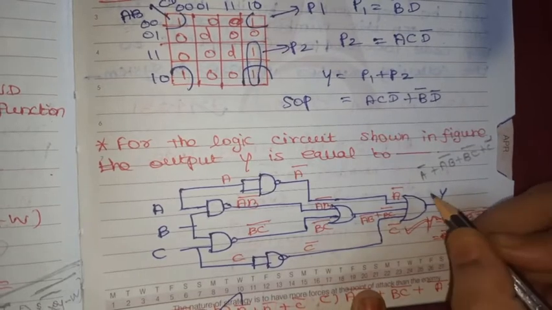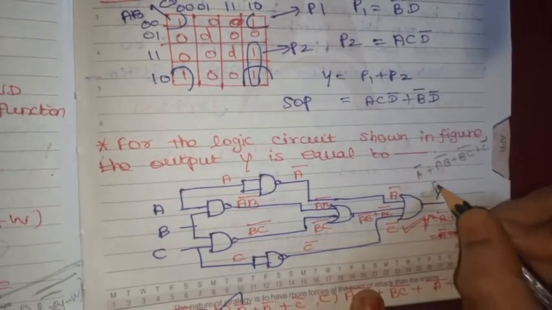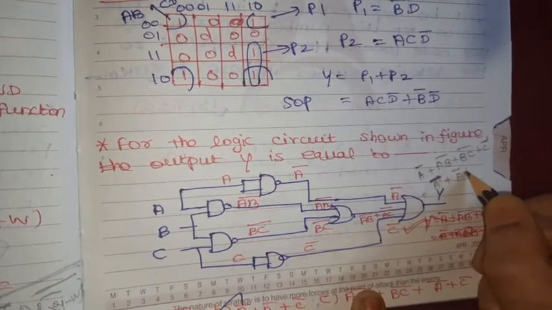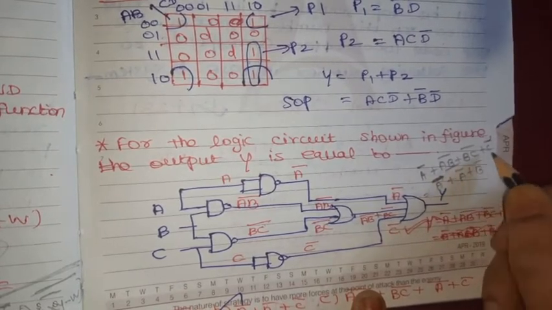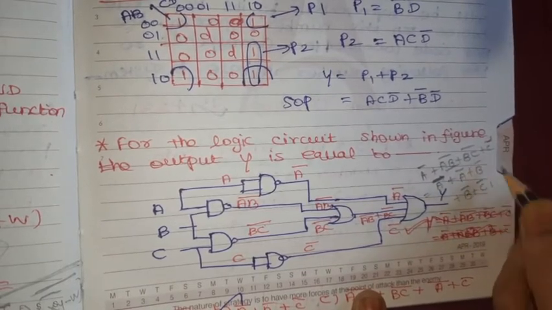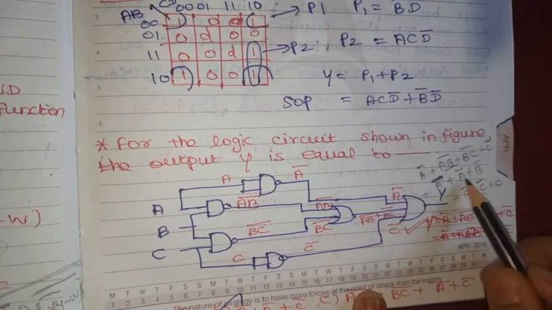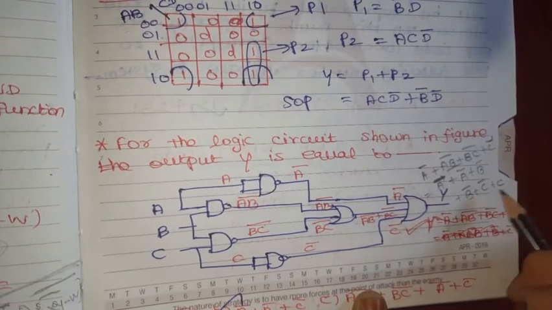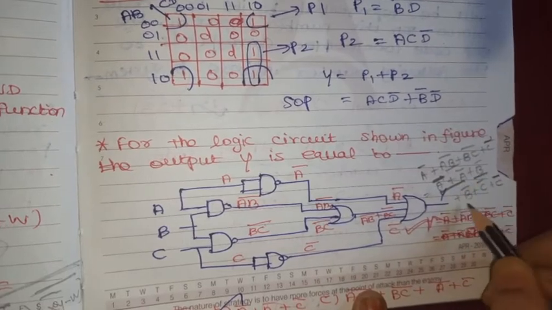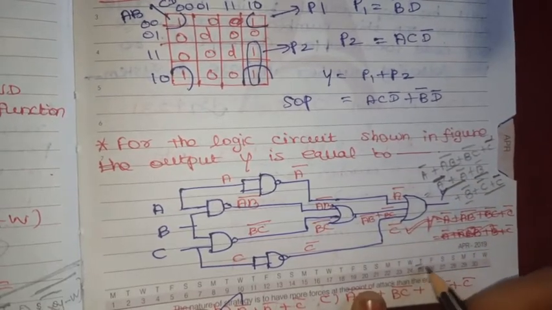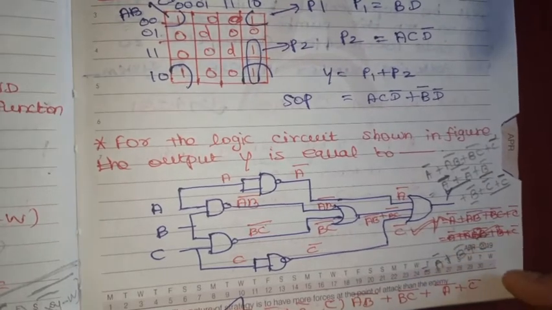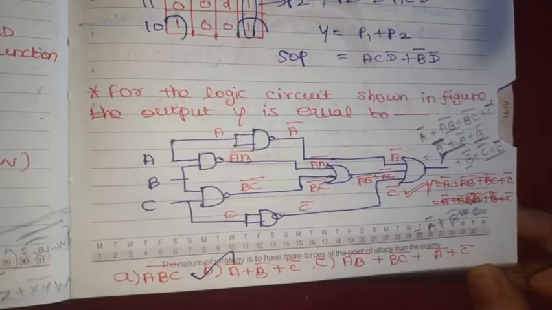Okay. So how can we break the bond? Just change the sign. A bar plus B bar for this. Again this B bar plus C bar plus this C bar. So A plus A only, B plus B only, C plus this is also C bar. So what we will get? A bar plus B bar plus C bar. So option B is the right option.